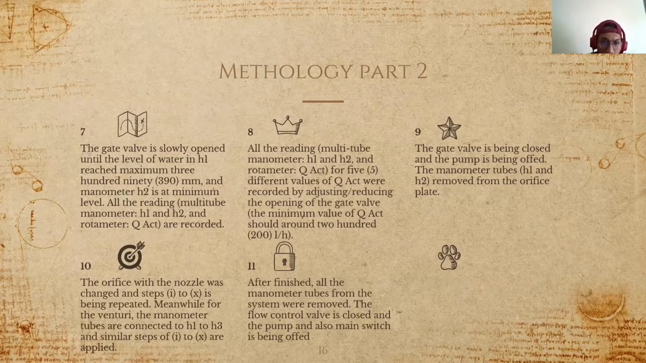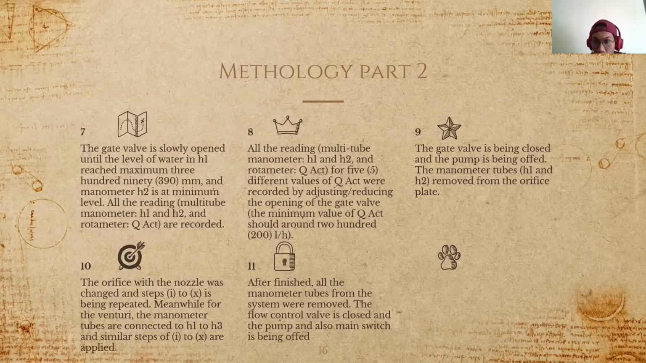All the readings, multi-tube manometer H1 and H2 and rotameter QI, are recorded. All the readings for 5 different values of QI were recorded by adjusting and reducing the opening of the gate valve. The minimum value of QI should be around 200.